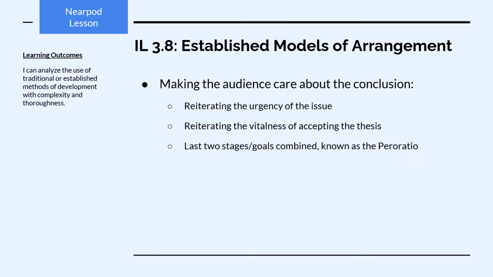And then in that last stage, making the audience care about the conclusion, here in the classical model, the writer would reiterate the urgency of the issue, reiterate the vitalness that the audience accept the thesis. And these final two stages of leading the audience to the conclusion and making them care about it, those two stages combined were what the ancient Greeks called the peroratio.